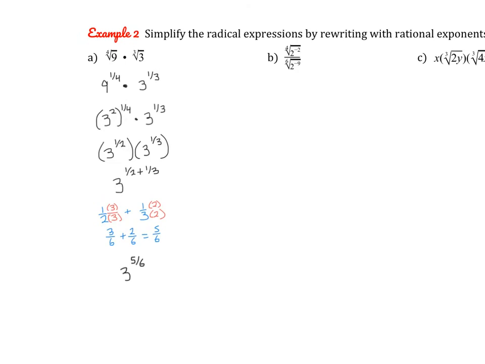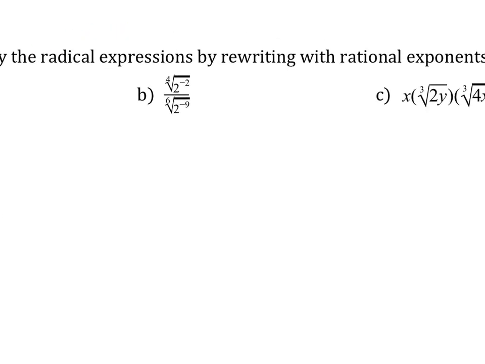Now, a general rule of thumb is that if our problem starts as a radical expression, that's how we should write our answer. So we should take one more step and rewrite this as the 6th root of 3 to the power of 5, 3 to the 5th. And we can leave it as 3 to the 5th, or you could multiply that out. But again, however your problem starts, that's the format we should answer in when possible. All right, so let's look at part B.